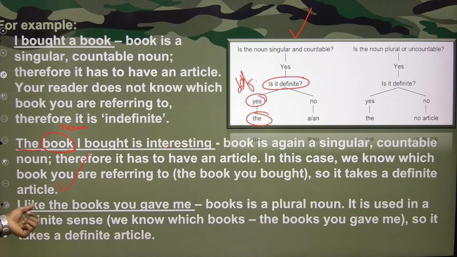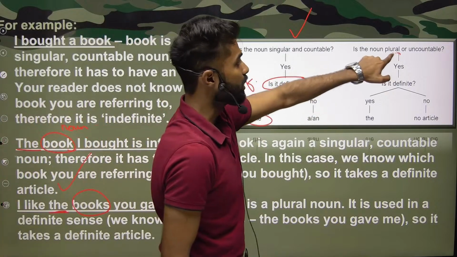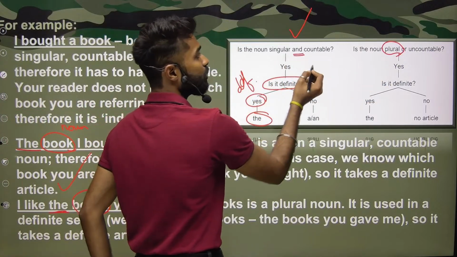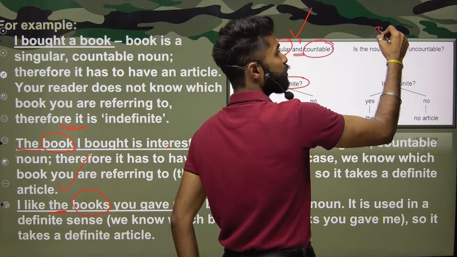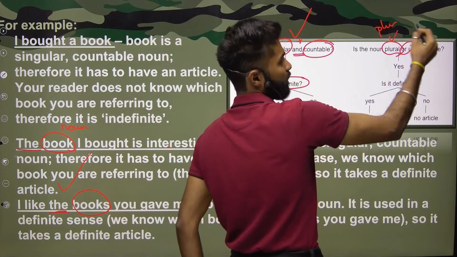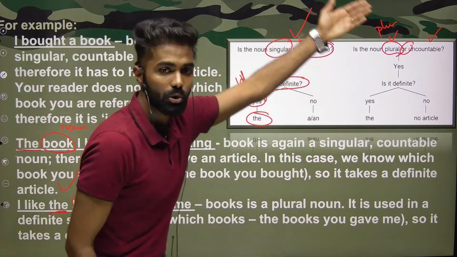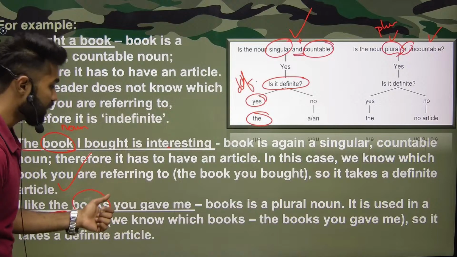All right. See. I like the books you gave me. Here again, see the books. Is it countable? Yes. But is it singular? No, it is not singular. It is plural. Okay. And one more thing you have to keep here, singular and countable. If it is countable and singular, then you will use a or an. Here it can be plural or uncountable, any one. But here it has to be both singular and countable. If it is plural, it will go to that section. All right. See, even though this is countable, since it is plural, I'm going to push it that side.